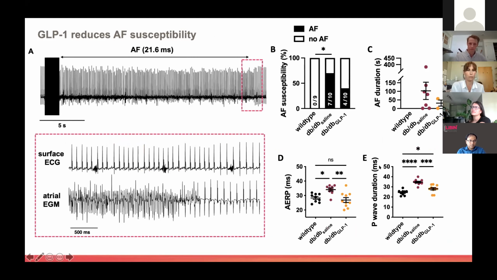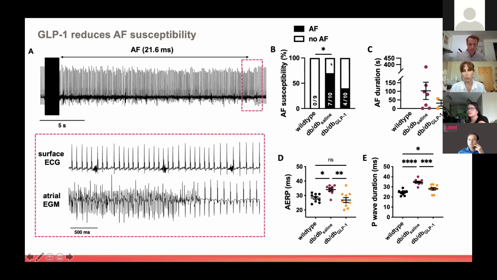We then moved on to our intracardiac electrophysiology studies. So this involves anesthetizing the animals and inserting a catheter into the right side of the heart, where we can simultaneously stimulate and record electrical activity. So here's a representative of a DB saline animal being induced into atrial fibrillation and then spontaneously reverting back into sinus rhythm. This is then magnified here, and we can see in the surface ECG the fibrillatory baseline, lack of P waves, and the irregular RR intervals, as well as the erratic electrical activity in the corresponding atrial electrogram.